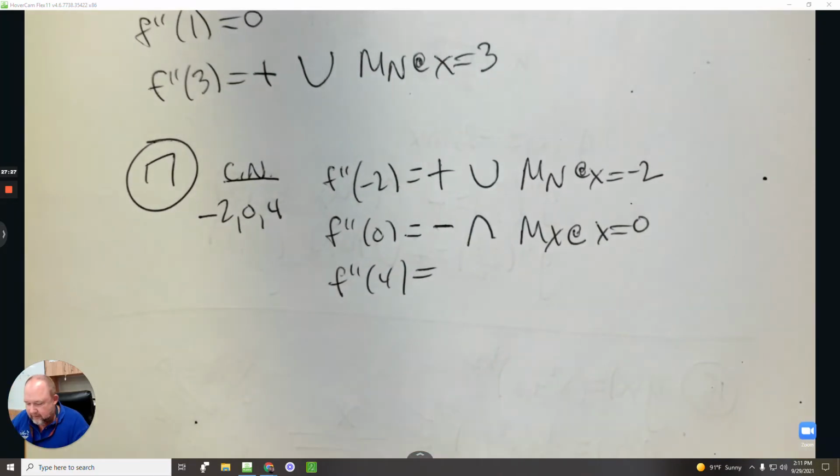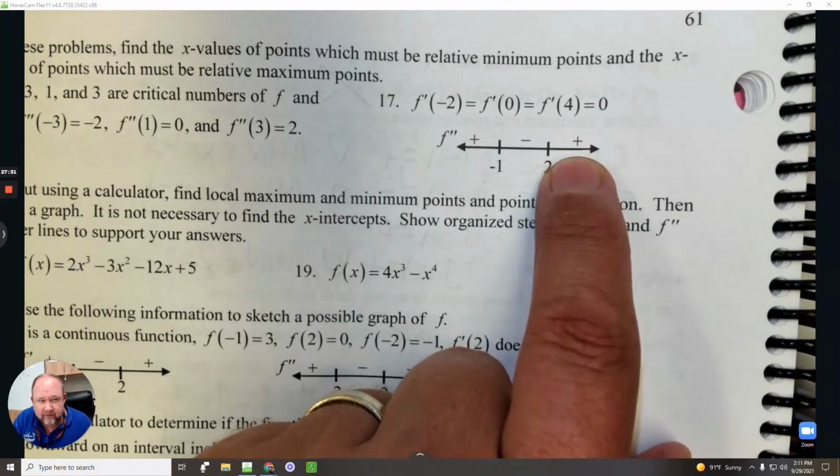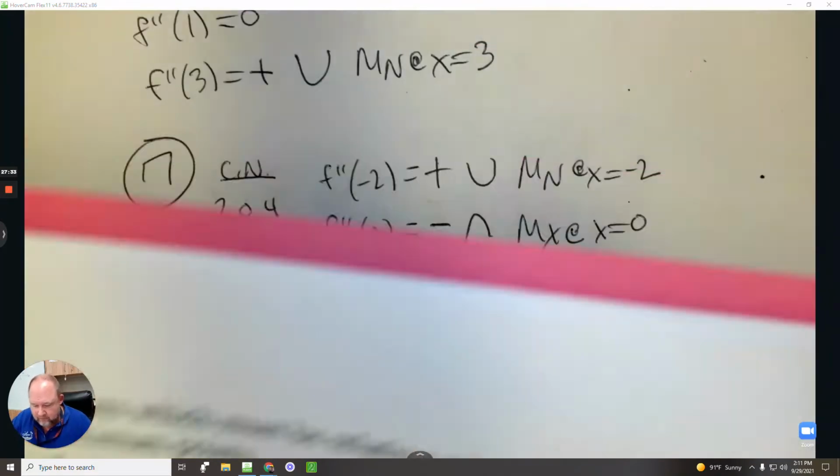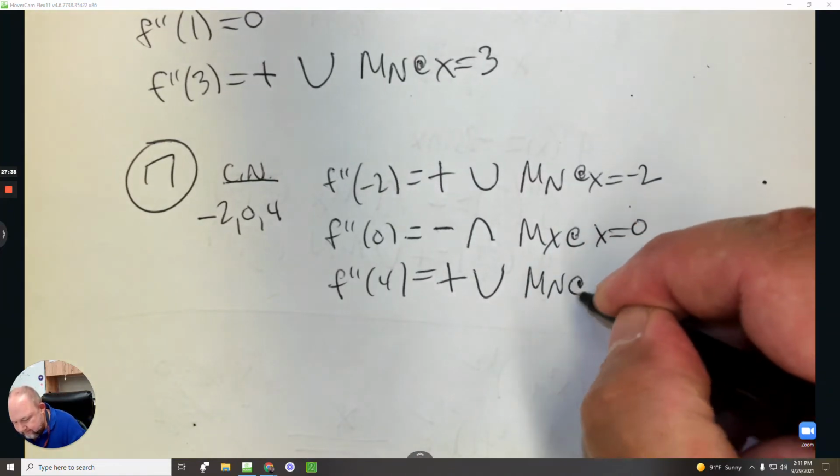So look off the number line. Is it positive or negative where 4 is located? So 4 is here. So it's positive where 4 is located. That's concave up. That's a minimum at x equals 4.